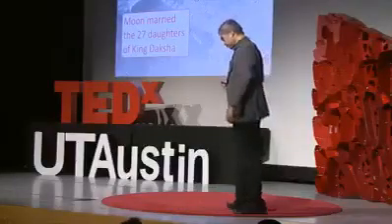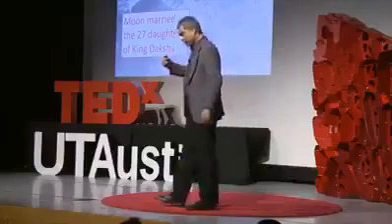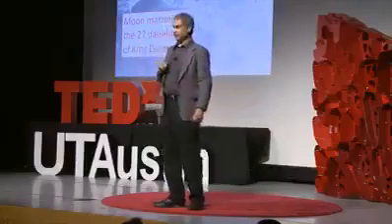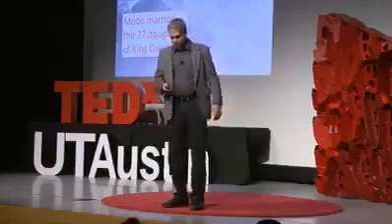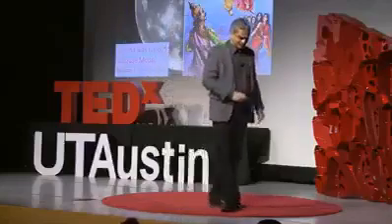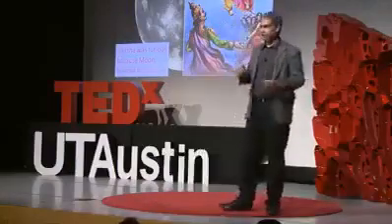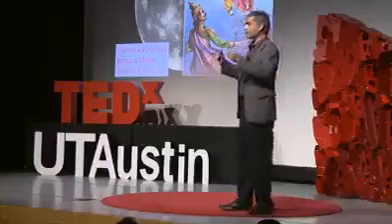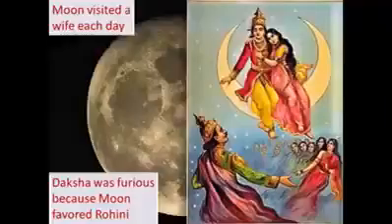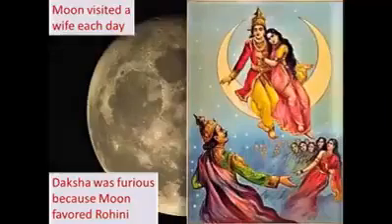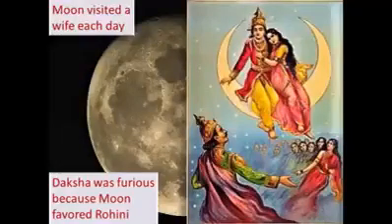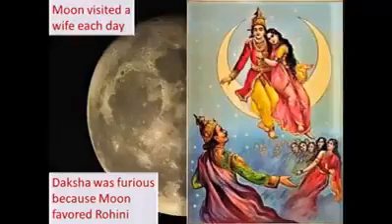So the story goes that each day the moon would visit one of his wives. However, his father-in-law, King Daksha, got word that the moon favors one of his wives called Rohini much more than the other wives. And he was furious with his son-in-law. How could he treat his daughters not equally? So he was furious with him.